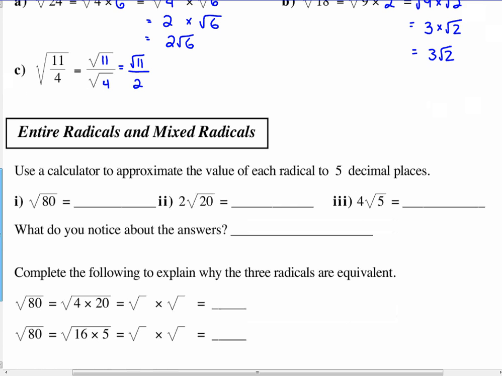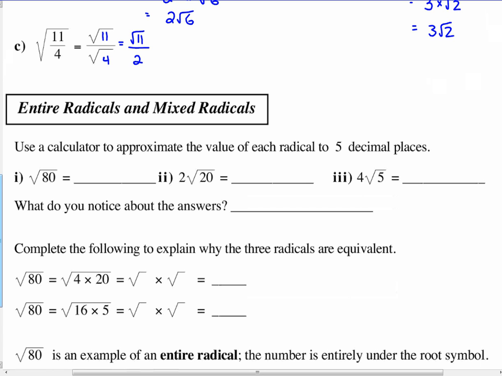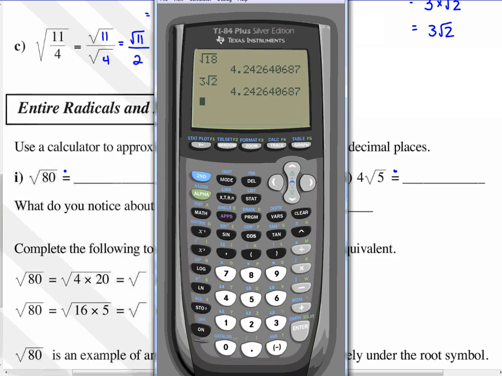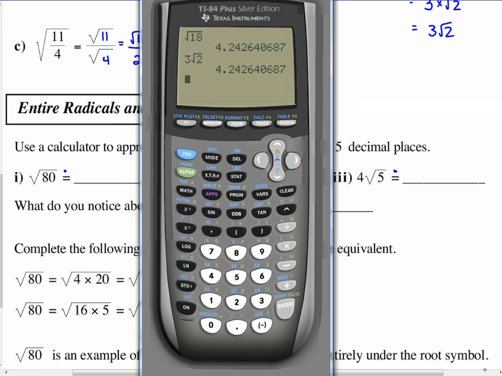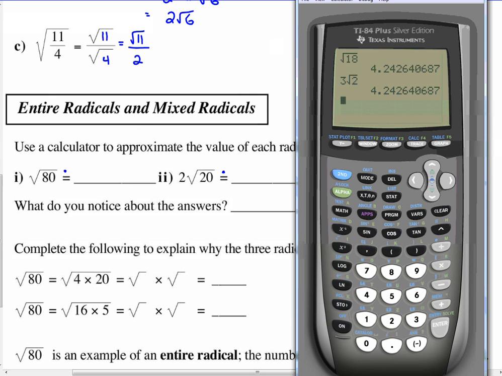Okay, so grab your calculators. I would like you to type in each one of these 3 into your calculator and write what they approximately equal to, to 5 decimal places. They won't be exactly equal to this because they're irrational numbers. So start with root 80. Square root of 80.